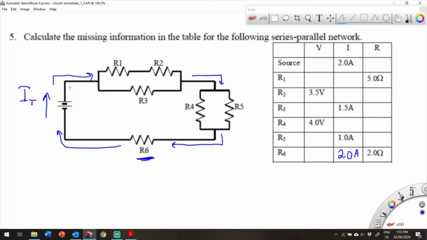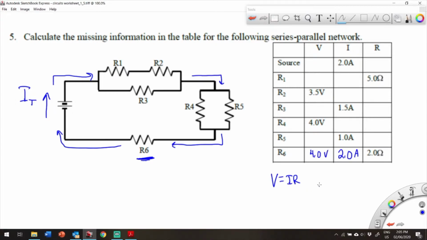You can see that because R6 is on the same path, right after the battery. If we treat this segment as a series circuit, the current in this part of the circuit has to be the same. If it's 2 amps going through the battery, it'll be 2 amps going through R6. Using Ohm's law, we can calculate the voltage at R6 as current times resistance. This will be 4 volts.